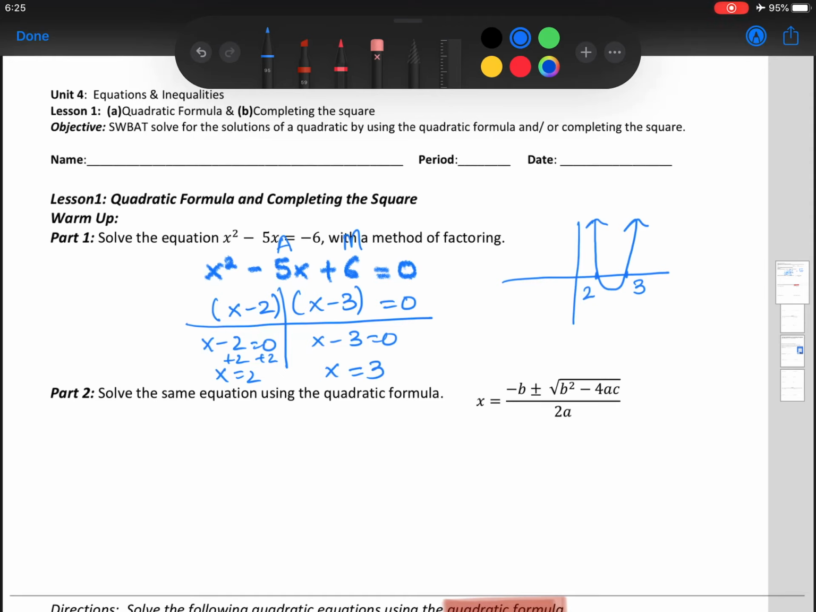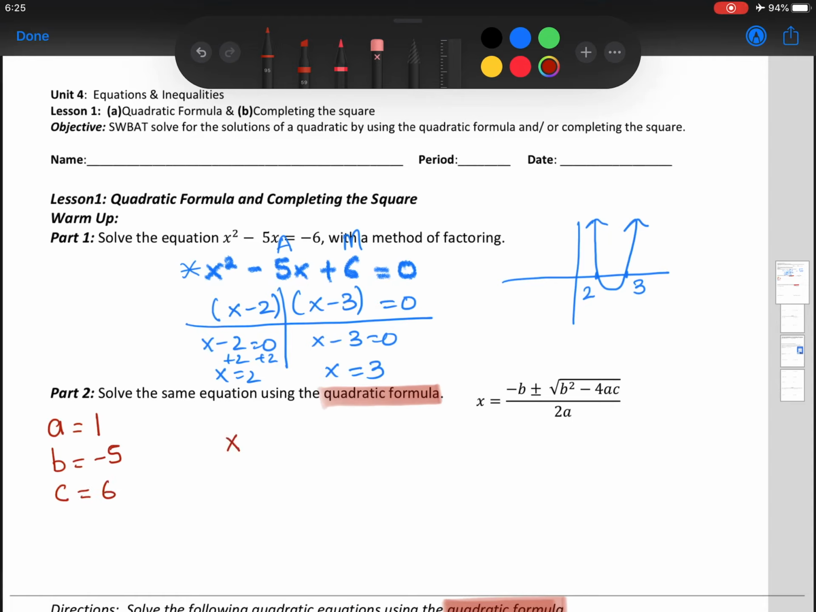Okay, so now we're going to solve the same question using the quadratic formula. The quadratic formula is given to you, but eventually you have to have it memorized because it will not be given to you on a test. So you must know that. So what are your A, B, and C? Anytime you want to work with the quadratic formula, your equation must be set equal to 0. If it's not set equal to 0, you cannot pick your A, B, C. I like to write them on the side. So my A is the leading coefficient, or the coefficient of x squared. A is 1, B is the coefficient of x, -5, and C is 6.